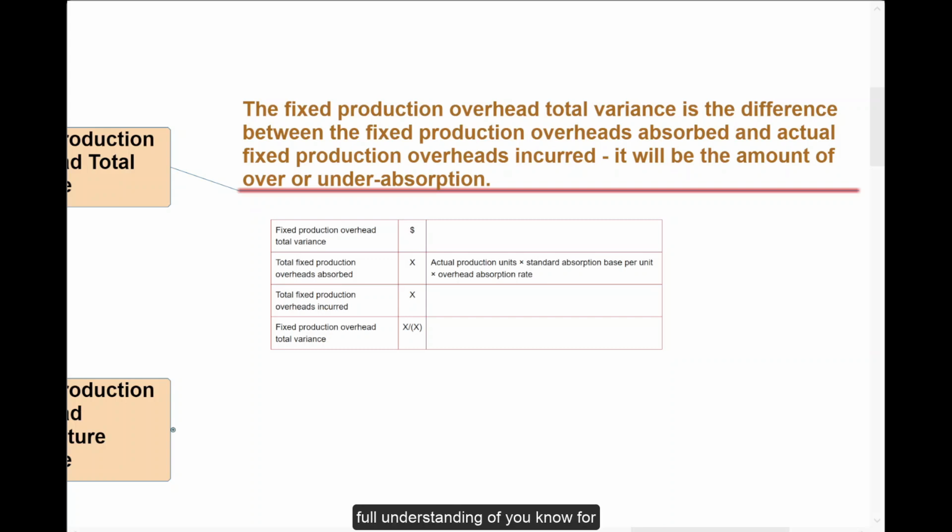A full understanding of, for example, why should it be actual production units? Why should it be standard absorption base per unit, etc.? A full understanding of that is not needed right just now. I think what we need to do is memorize, okay? So you can see that we get down to basically the difference, or indeed the variance, either plus or minus, or favorable, or indeed adverse.